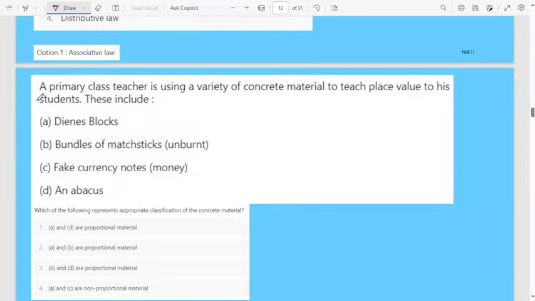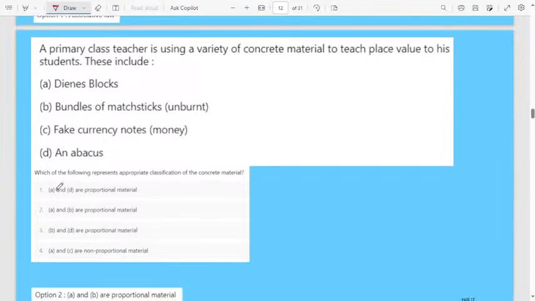Next one, a primary class teacher is using a variety of concrete material to teach place value to his students. These include option A, tiny blocks, B, bundles of matchsticks, C, fake currency notes, and abacus. Which one is the suitable one? Option 2, A and B are appropriate material.